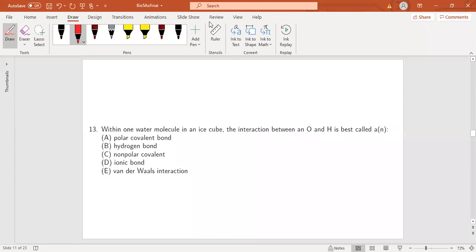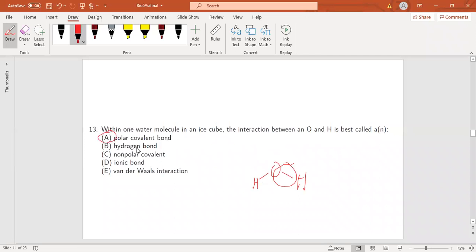So 13 is saying, within one water molecule and an ice cube, the interaction between an oxygen and a hydrogen is best called an... So one water molecule. So let's just draw one water molecule. So one oxygen and two hydrogens. And between this oxygen and hydrogen, we have a polar covalent bond. So let's just look for that in the answer choices. And we do see that it is A.